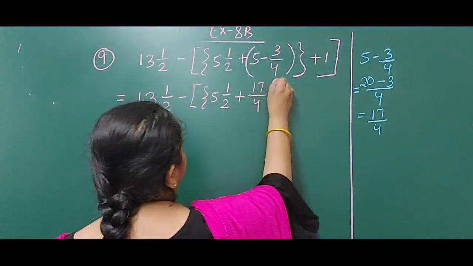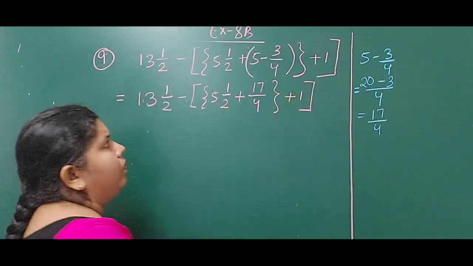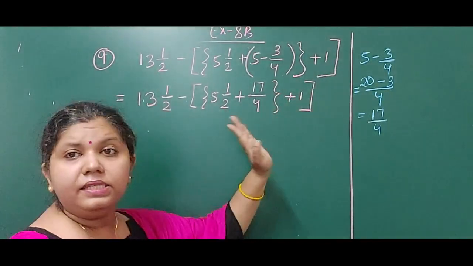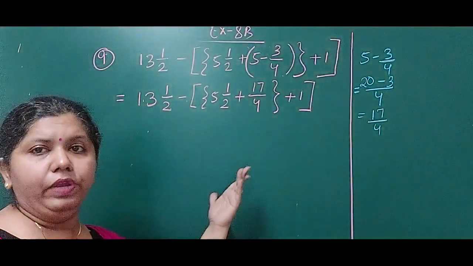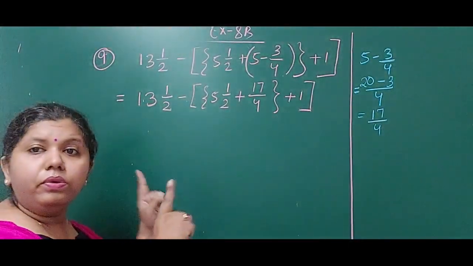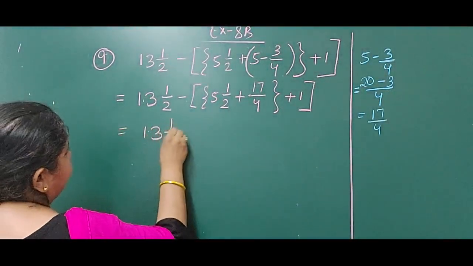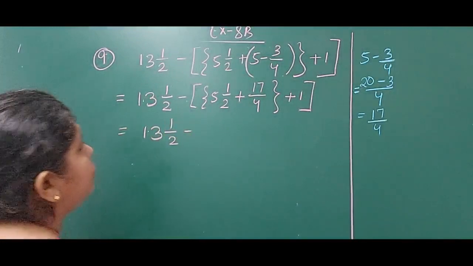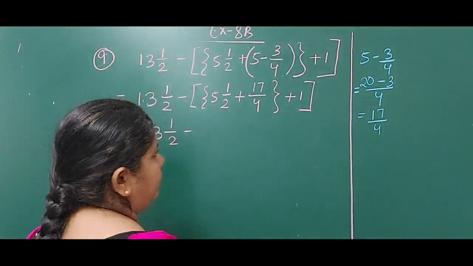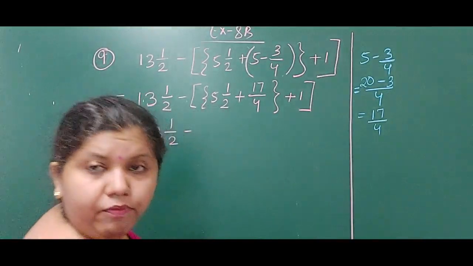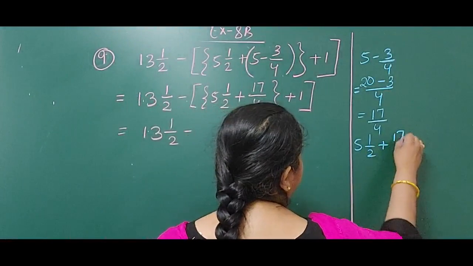And now we have to solve this curly bracket. Please continue writing the remaining part in the same way. We solve the brackets one by one and we go on removing them, so the length of the question also becomes shorter. Now what will we do? 13 and a half minus, now we are going to solve this part: 5 and a half plus 17 by 4. Here we will do 5 and a half plus 17 by 4.